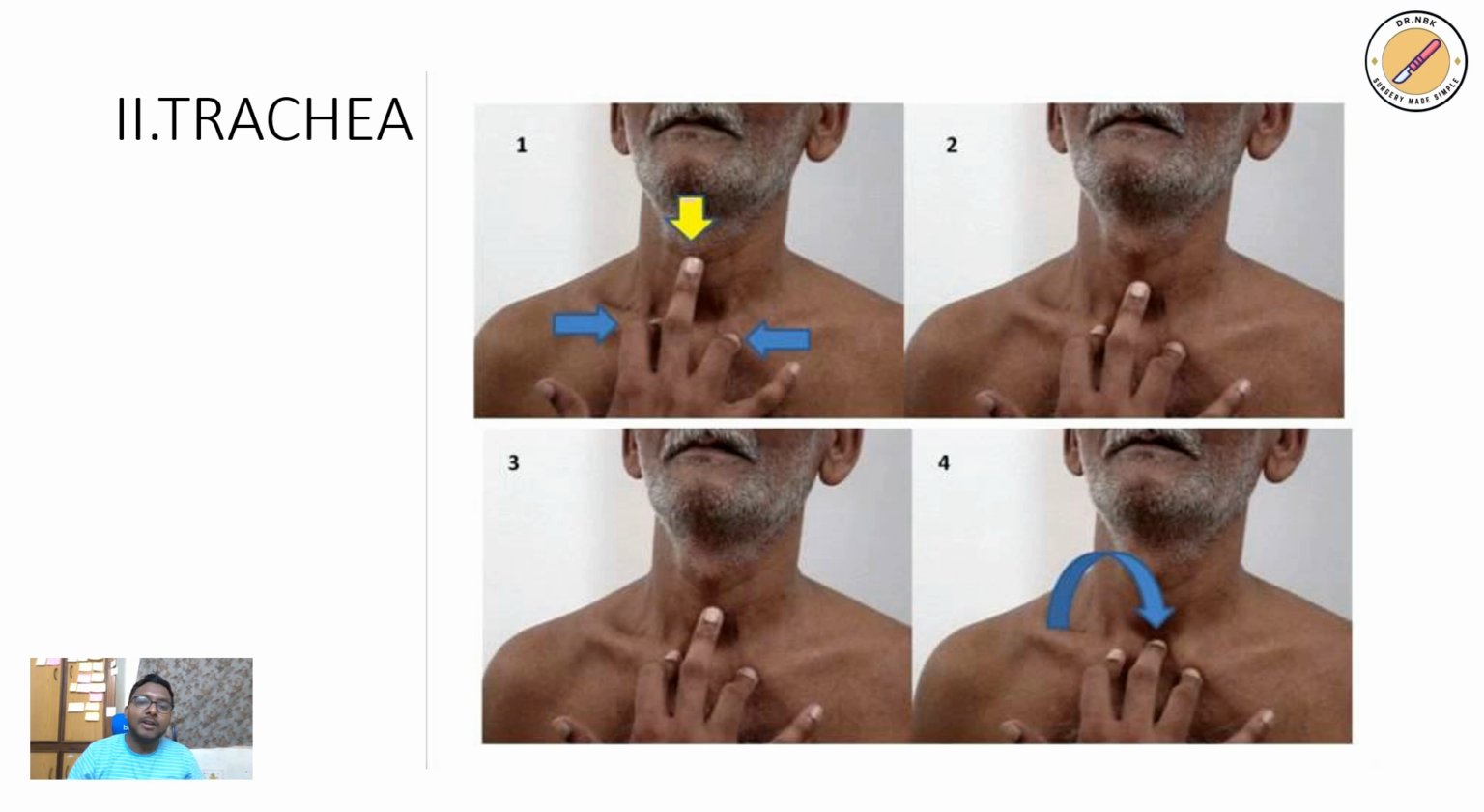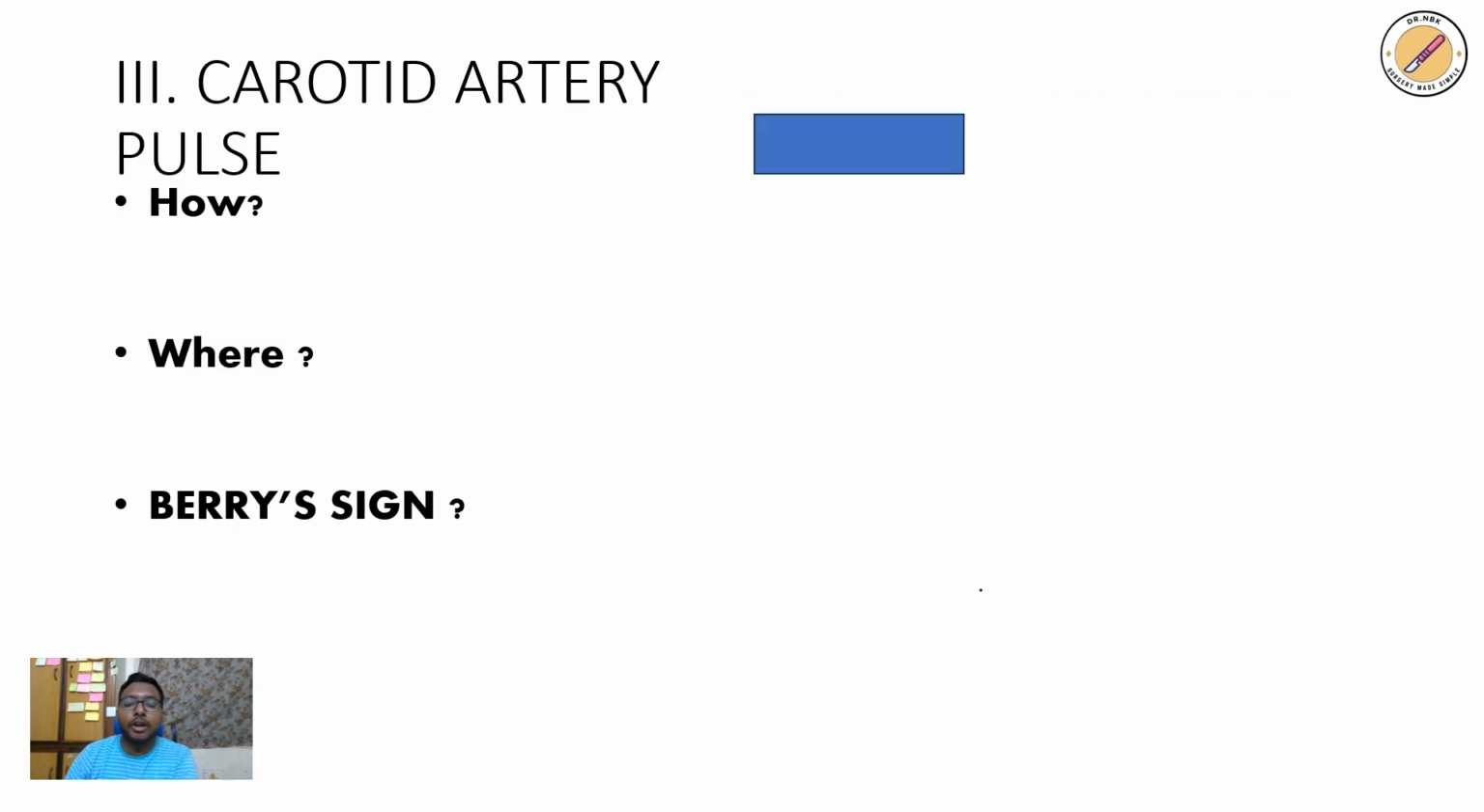Coming to trachea, how will you check for the position of trachea in palpation? There is something called three finger method. As you can see here in the picture, you will keep index finger and ring finger on both sternoclavicular joints and you will keep your middle finger in the middle. You will ask the patient to swallow and you will gently draw the middle finger inferiorly so that you can appreciate the trachea position.